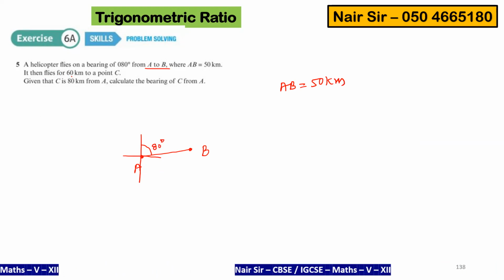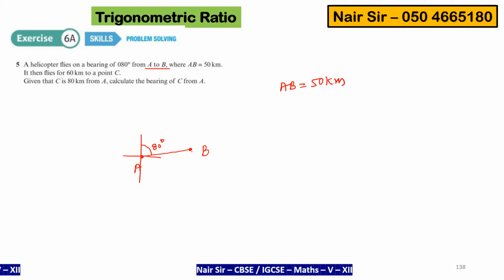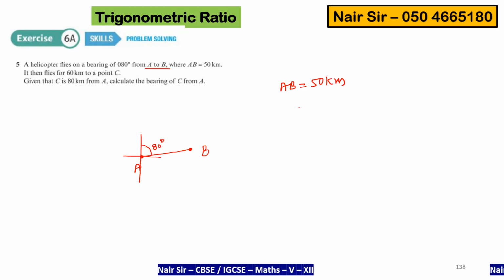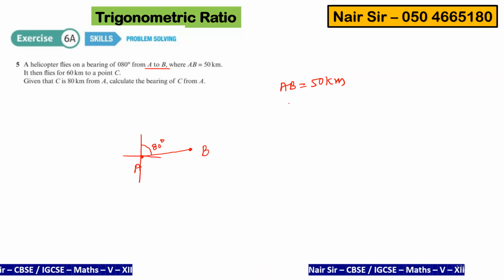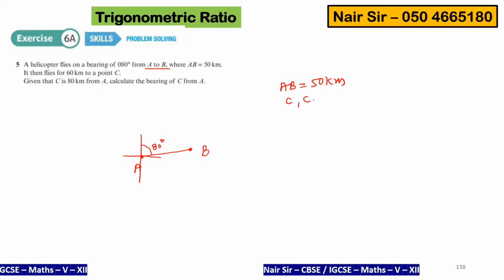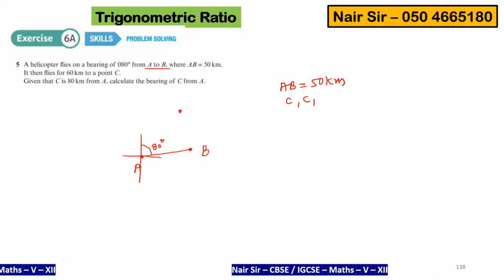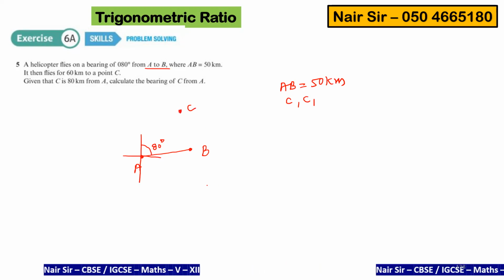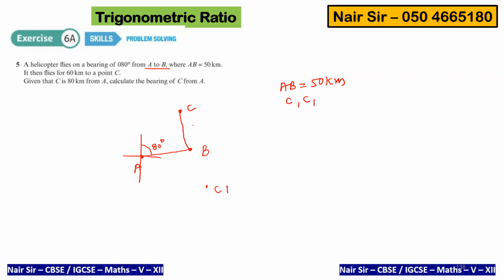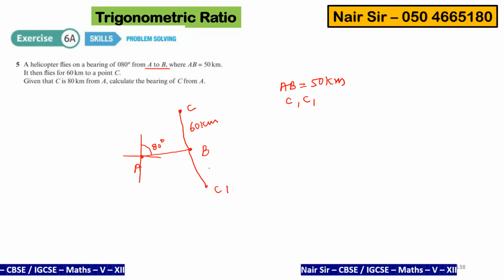It flies for 60 kilometers to a point C. Now from B, it is flying 60 kilometers. I don't have the bearing, I don't know. So that means I'm going to have 2 points where it can travel. So it can be C and C1. This is C and exactly opposite is C1. This distance is 60 kilometers and this distance is 60 kilometers.